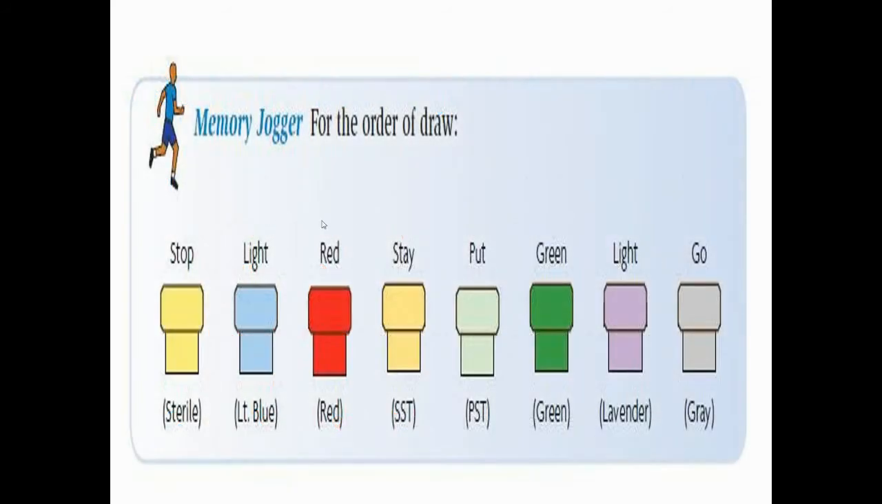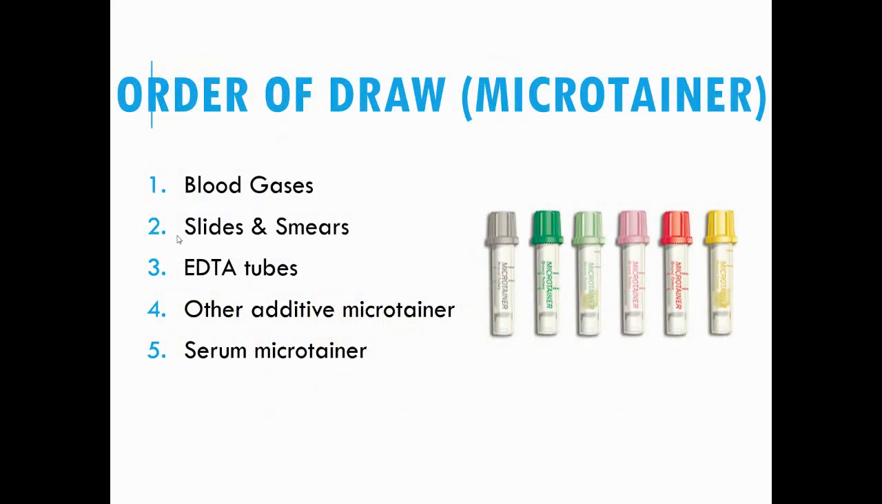So here is the mnemonic: stop light red, stay put, green light, go. Just think of a traffic light. Stop light red, stay put, green light, go. Order of draw for microtainers: blood gases, then slides and smears, EDTA tubes and other additive microtainers, then serum microtainers.